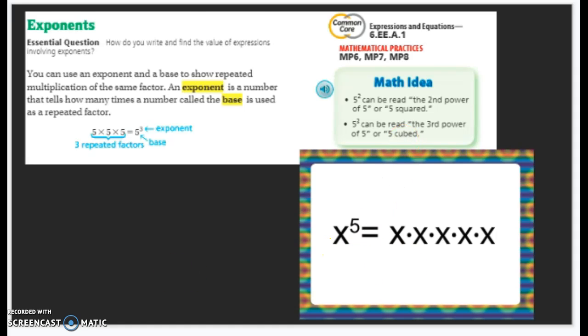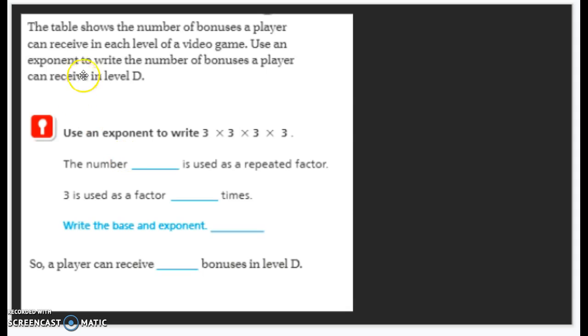So let's move on to some examples. The table shows the number of bonuses a player can receive each level of a video game. Use an exponent to write the number of bonuses a player can receive in level D. So here's our expanded form, 3 times 3 times 3 times 3. What number is being used as a repeated factor? Well, 3 is. And 3 is used as a factor how many times? You count 1, 2, 3, 4. So 4 times. And then we would write that out as 3.